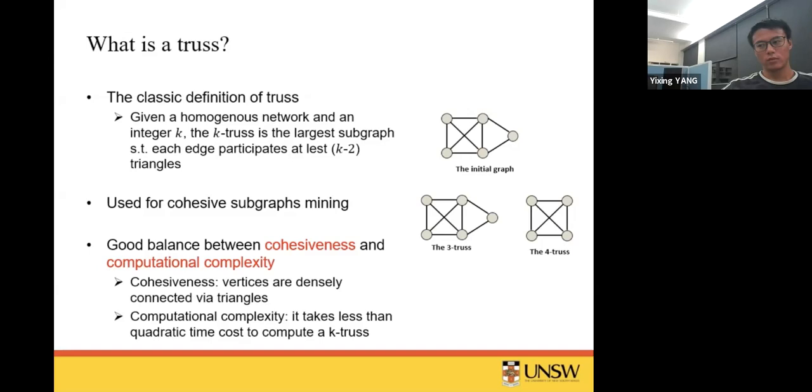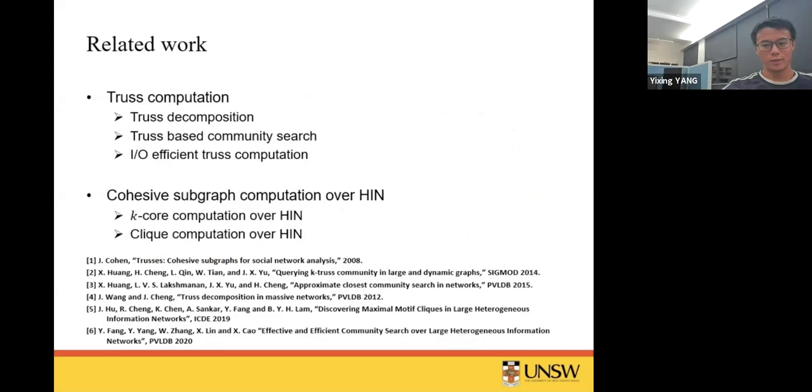Now, let's turn to related works. There are two groups of related works. One is for truss computation, and the other is for cohesive subgraph computation over HINs. For truss computation, there are papers about truss decomposition, truss-based community search, and IO-efficient truss computation. For cohesive subgraph computation over HINs, there are papers about k-core and clique computation over HINs.